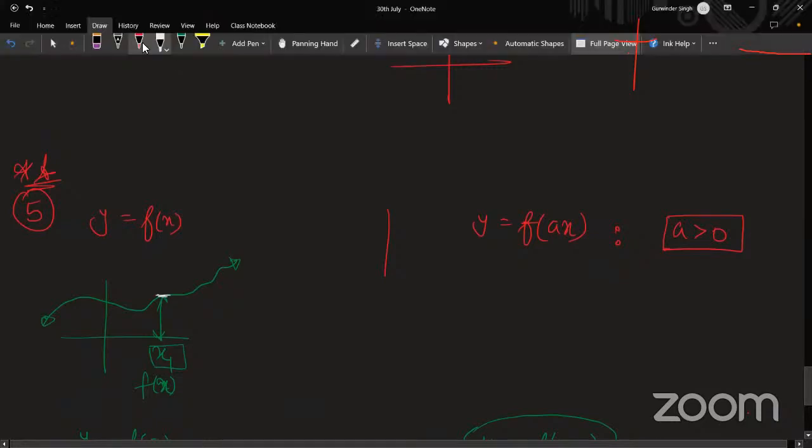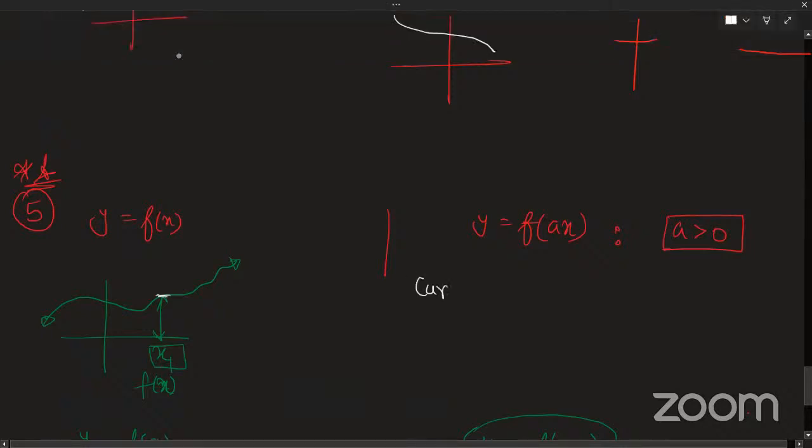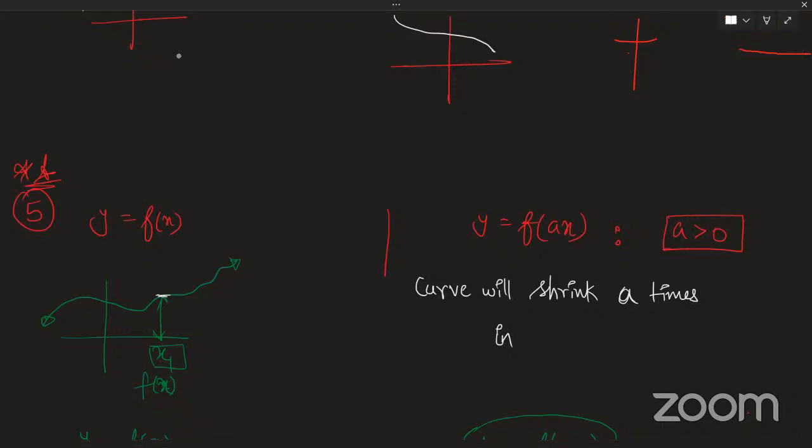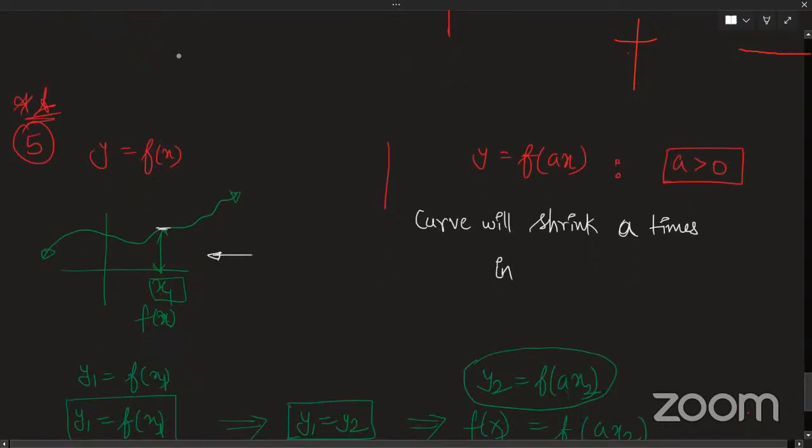So basically, just try to understand what will happen to my curve: the curve will shrink a times in the x-axis. It will shrink like this. Shrink means it is like someone is pushing the curve from both sides. Just assume that the function is being pushed from both sides in the x-axis.